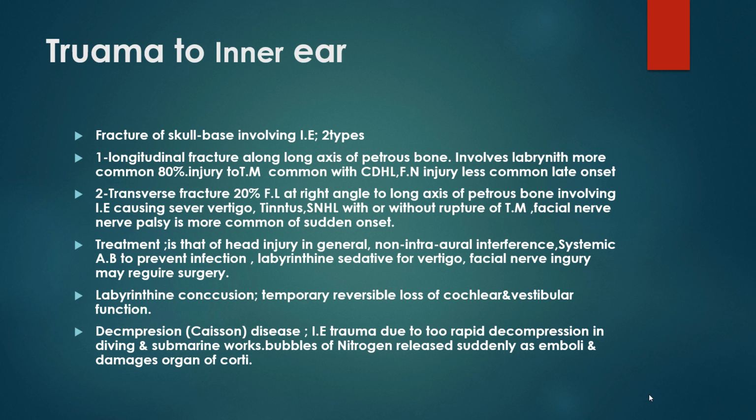Treatment is that of head injury in general, non-interference with the ear, systemic antibiotics to prevent infection, and labyrinthine sedatives for vertigo. Facial nerve injury may require surgery. Labyrinthine concussion is another type of trauma to the inner ear. We get temporary reversible loss of the cochlear and the vestibular function.